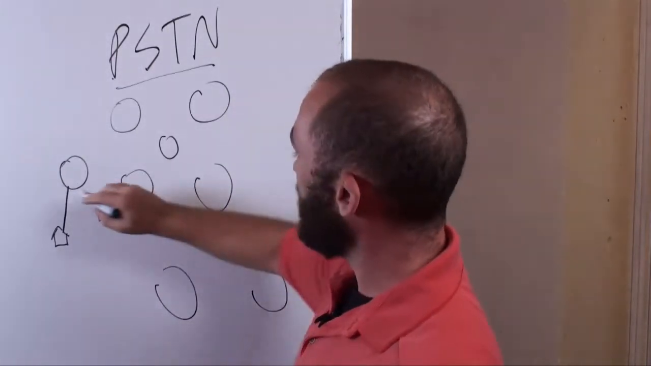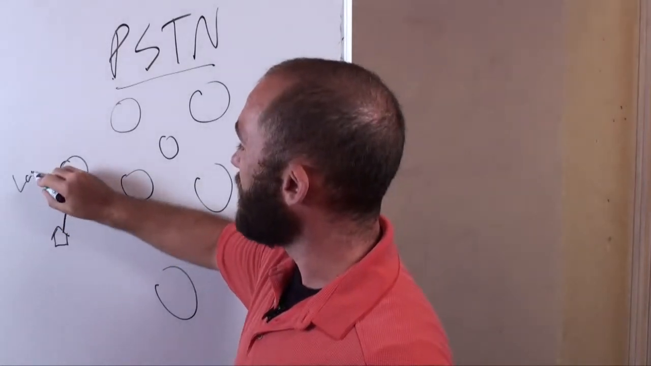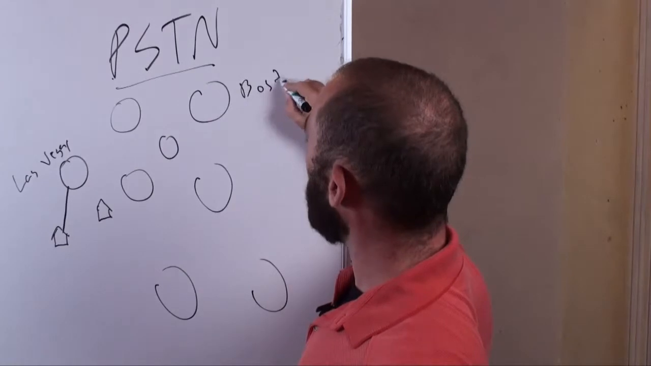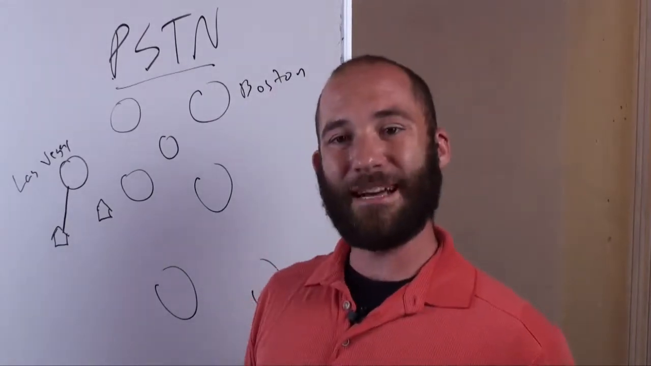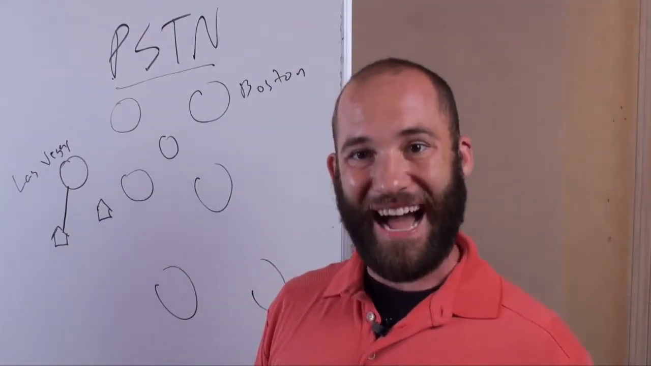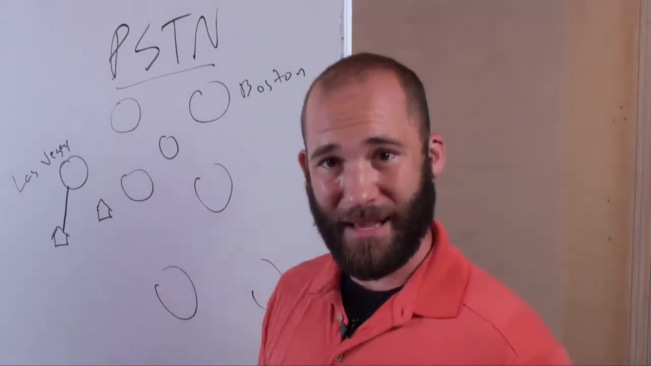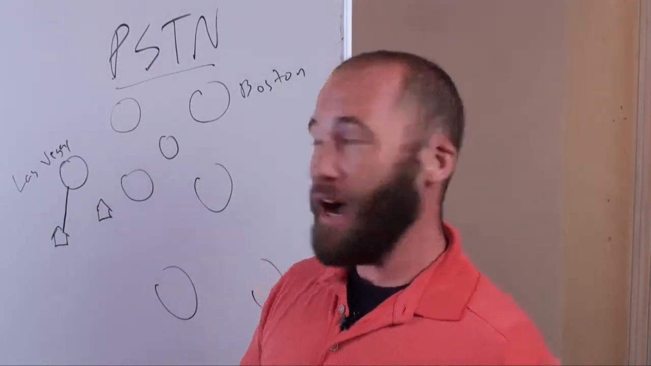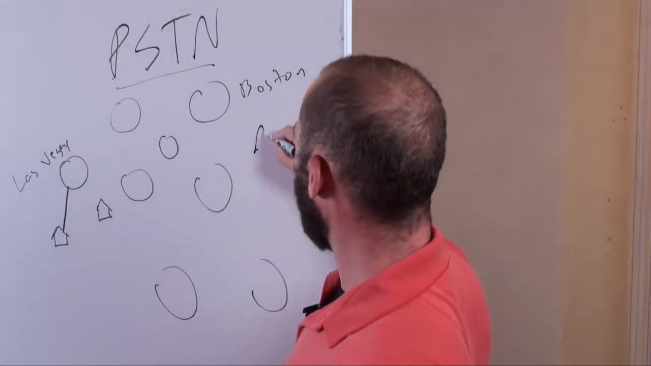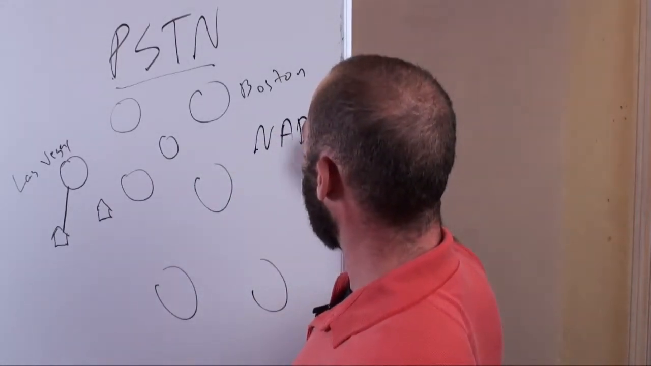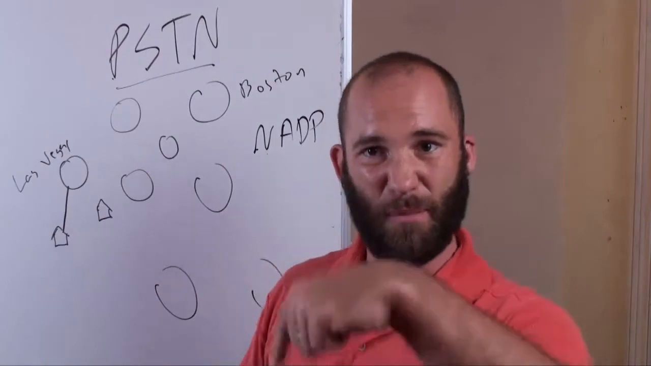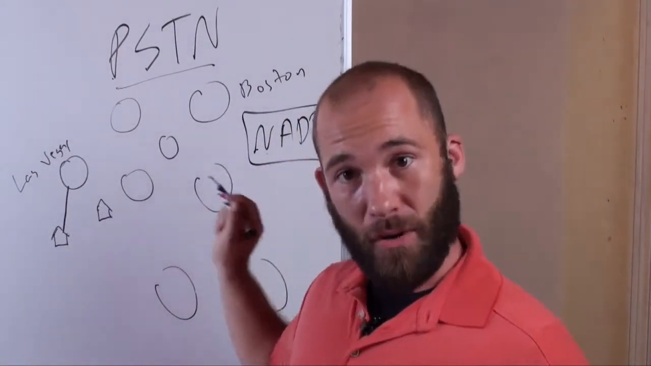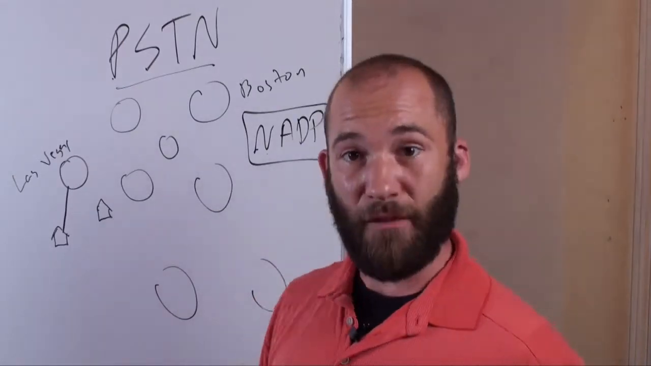So let's say you're sitting here in, I don't know, Las Vegas, and you're trying to make a call to Boston, using something called the North American Dialing Plan. The North American Dialing Plan is basically like a routing protocol if you're thinking about routers. North American Dialing Plan, NADP. You can Google it. We'll put a little resource at the bottom. But basically, this is the routing protocol for the telephone system.